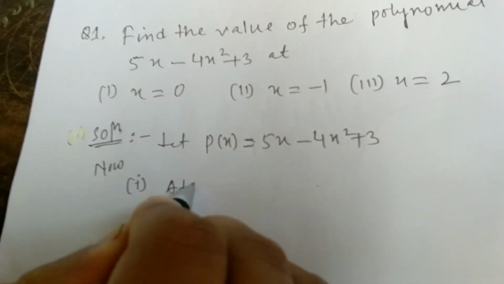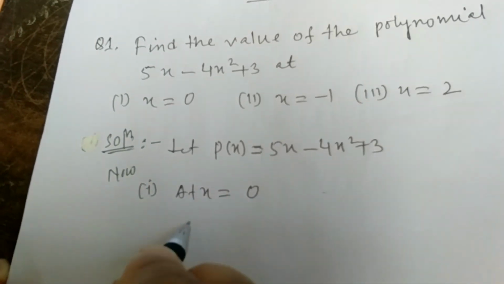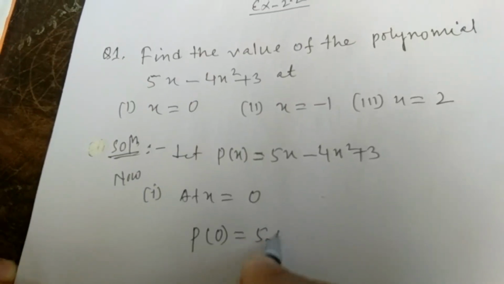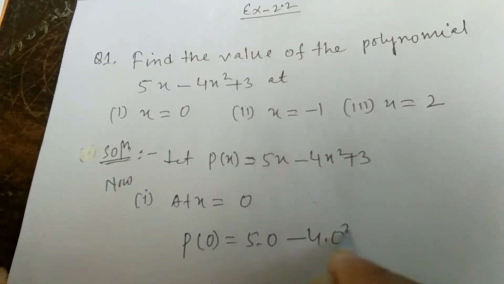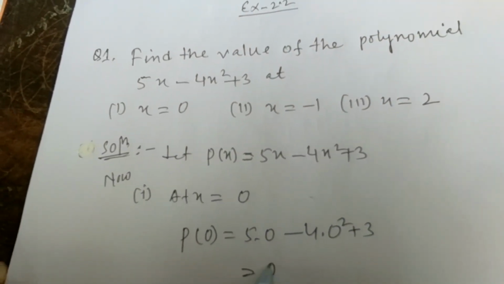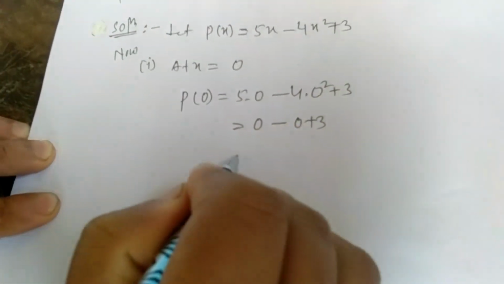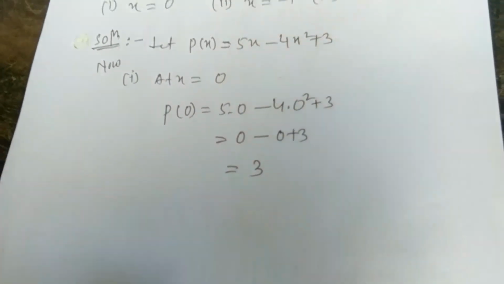At x equal to 0, in place of x you directly put 0. 5 into 0 minus 4 into 0 square plus 3. 5 times 0 is 0, 0 square is 0, 4 times 0 is 0, plus 3. So 3 is the answer for number 1.